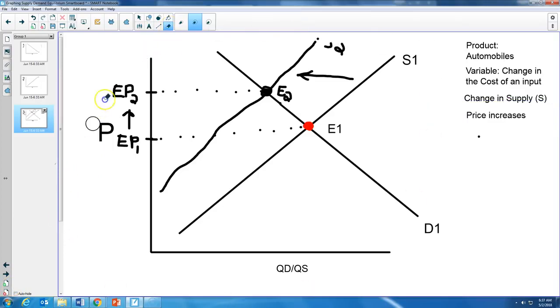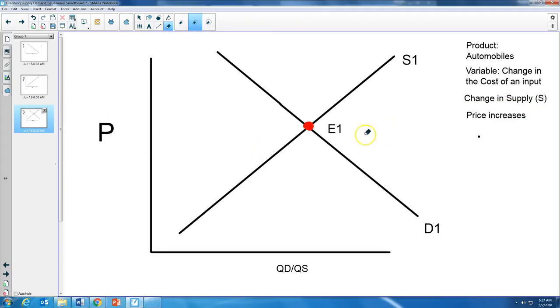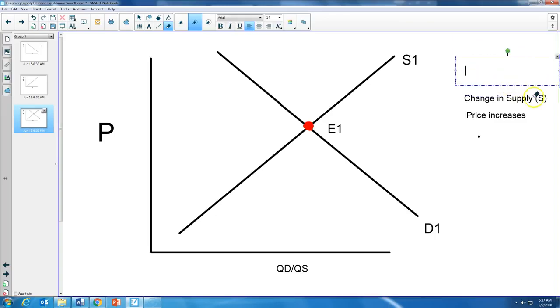Let's work another one. I'm going to work one that in particular has price at the base of it, so you can see what that looks like as well when you have both the supply and the demand curve on the graph. Let's look at that here for a minute.